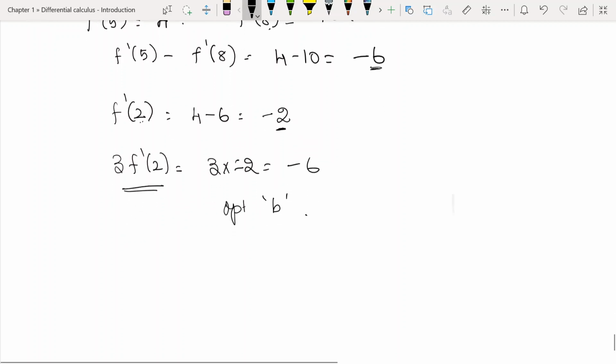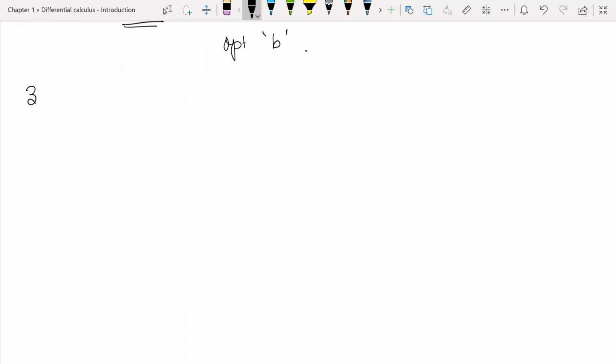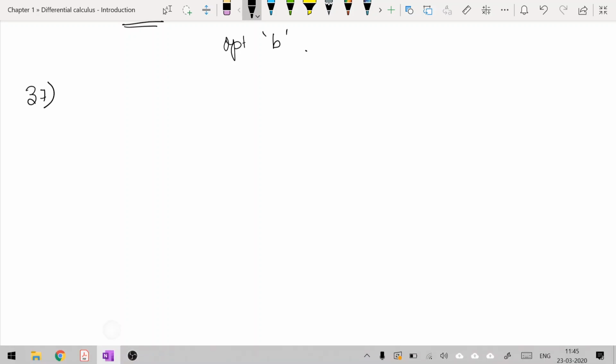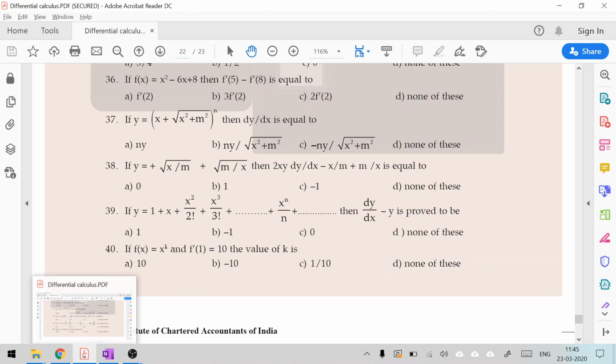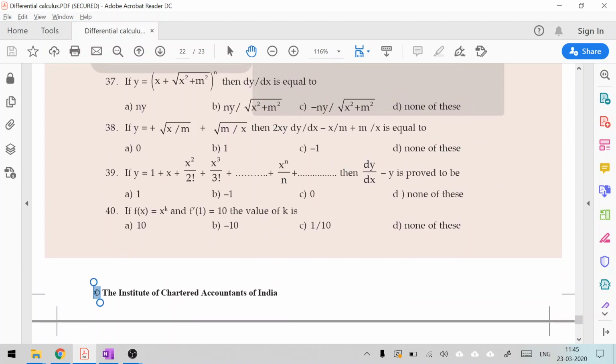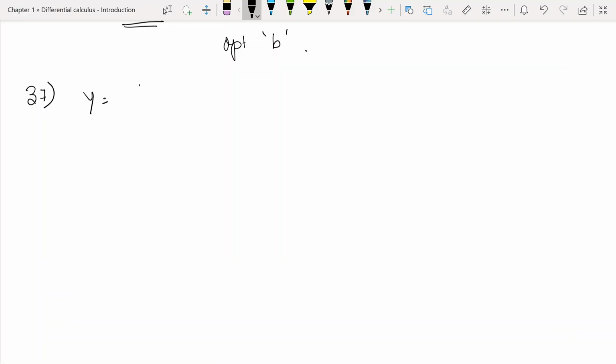Let's go to question number 37. This question becomes a bit function of a function only, but a little bit complicated in that sense. Y is equal to, within brackets you have a function x, this is one function, plus a root function, root of x square plus m square, whole power n. So let us write that down. Y is equal to x plus root of x square plus m square, whole power n.